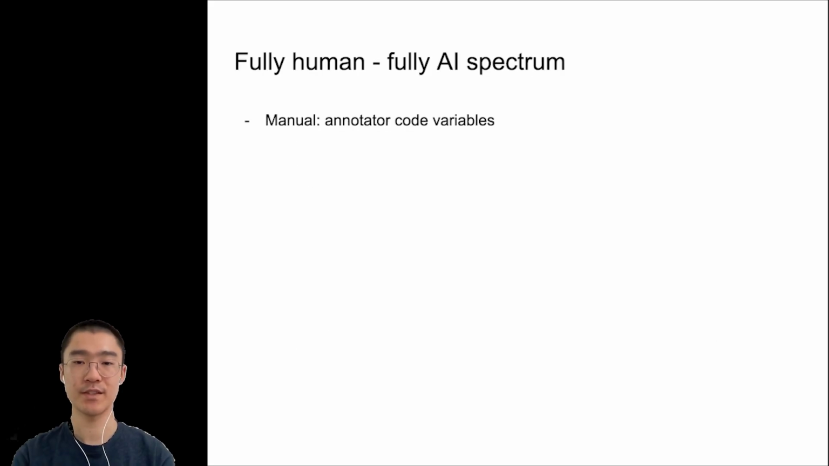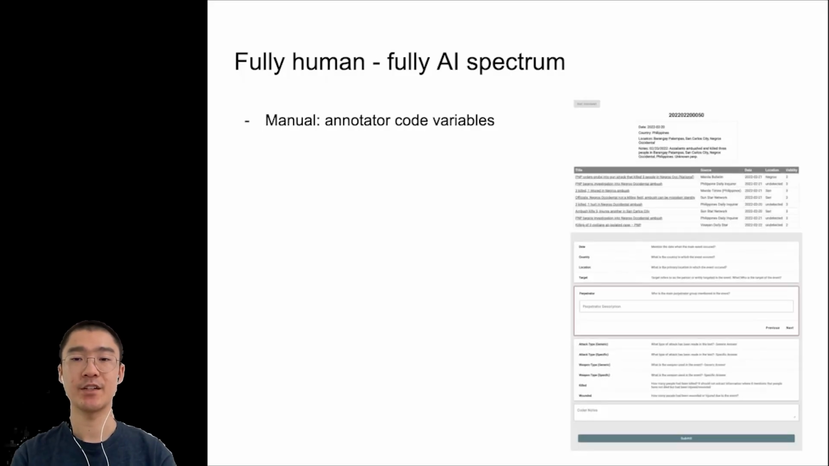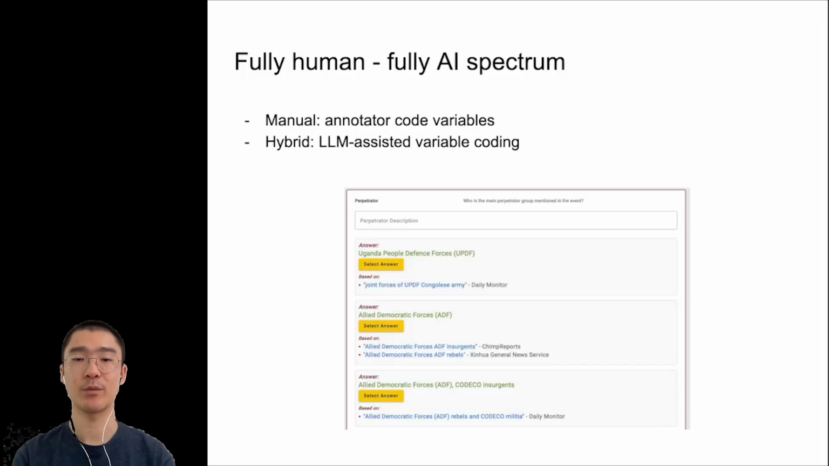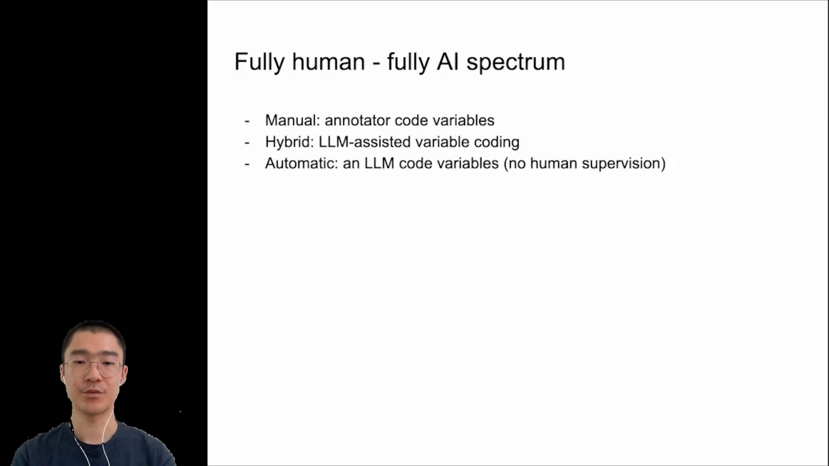Now, moving on to the second stage, where annotators extract variables using article content. Here is an interface screenshot of them doing this manually. We want to know if this step can be autonomous, and if not, if language models can help annotators. And here is what our annotators see when they have access to the model-extracted variables. The experimental conditions range from fully human to fully autonomous.